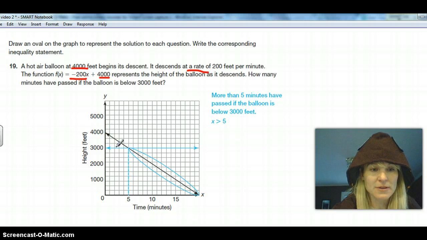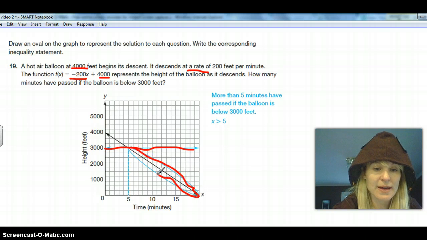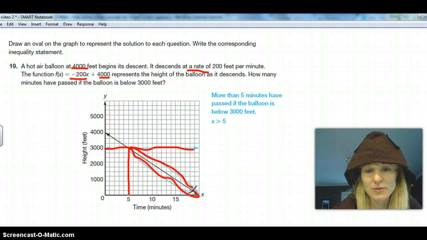So I already graphed this equation for you. So we would want to know where it is at 3,000 feet. So we draw this line. And we want to know how many minutes have passed if the balloon is below it. So here's the 3,000 foot line. We want to know below it. So all these minutes here are below that height, okay? So it starts at 5 and increases. So we have x is greater than 5, okay?